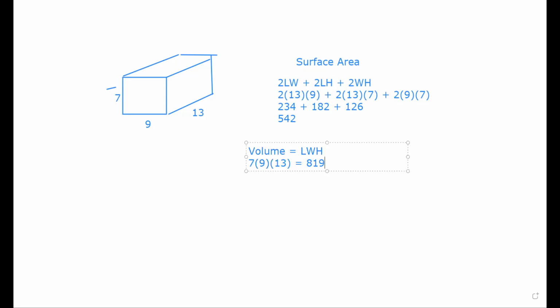Think about a swimming pool. If this box here represented a swimming pool, that would be how much water you would need to put in there, for instance. Or, I'm sorry, it wouldn't be gallons, it'd be cubic feet. Because that's the other thing that you get with volume.